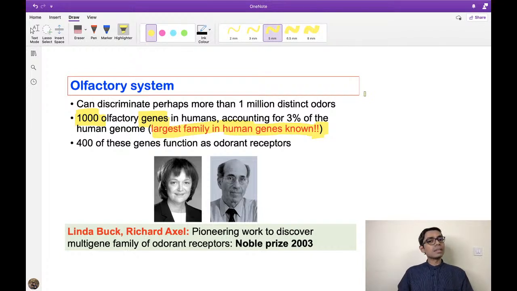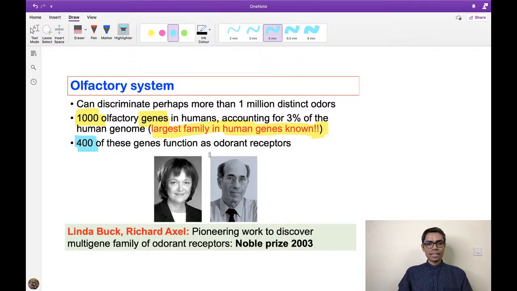How many genes are there? 1000 genes. But are all of these 1000 genes functional? The answer is no. Only 400 of these 1000 genes are functional, and the rest are pseudogenes. Only these 400 genes code the proteins responsible for the formation of the odor receptor. Some books say 350 and some say 400, but I have taken this from Ganong, so remember that. So within these 1000 olfactory genes, only 400 are functional.